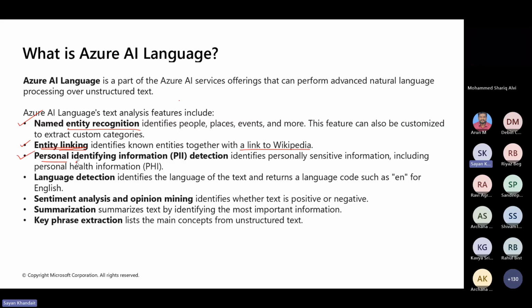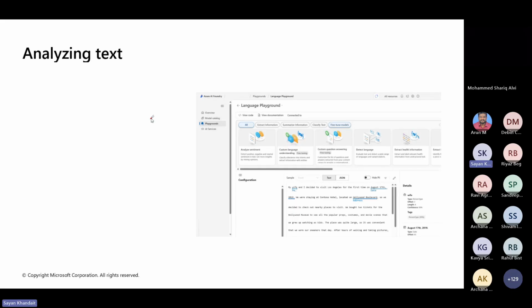You have personally identifiable information detection, PII detection, that can identify personally sensitive information. Language detection, sentiment analysis, summarization, key phrase extraction, all of these we discussed in the previous slide. So the language service available over the Azure portal can help you in performing these different tasks. So these are some of the examples of whatever features we discussed.